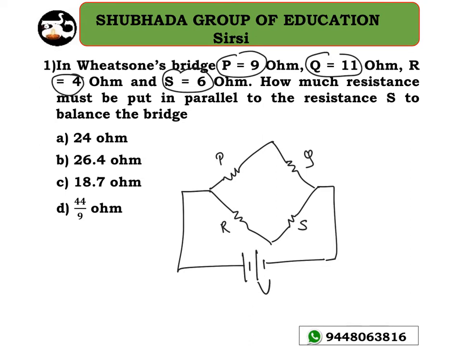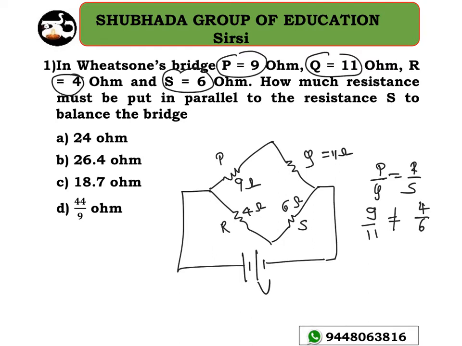At the time the P is going to be how much? 9 ohm is given, and Q equal to 11 ohm, R equal to 4 ohm, and S is equal to 6 ohm is given. So for the balanced condition of the Wheatstone bridge, we have the relationship P by Q equal to R by S. So clearly P by Q, that is 9 by 11, is never equal to 4 divided by 6, correct? So the bridge is not at all balanced here.